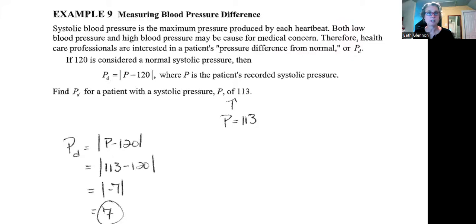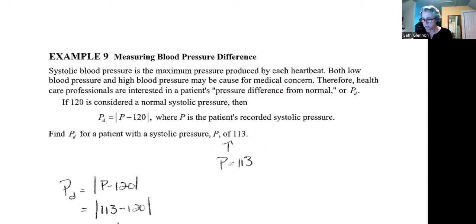This is a good word problem. Let's talk through this one. It says, blood pressure is the maximum pressure produced by each heartbeat. Both low blood pressure and high blood pressure may be a cause for medical concern. Therefore, healthcare professionals are interested in the patient's pressure difference from the normal, or P sub D. If 120 is considered normal systolic pressure, then, all right, here's the formula they're going to give us, where P is the patient's systolic pressure.